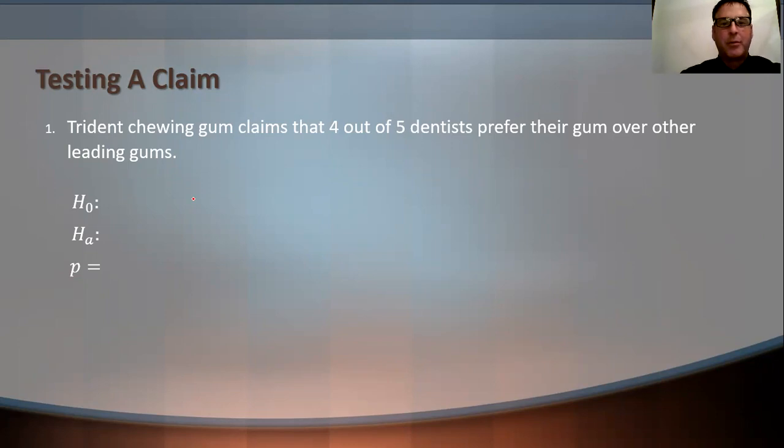Because I'm talking about proportions here, proportions being 4 out of 5 dentists, or 80%, I'm going to represent that type of mathematics behind my null, and I'm going to symbolize that using a P, like we did in our previous chapter. So for my null, I'm going to put P is equal to whatever the original claim is, and in this case, it's 4 out of 5 dentists, which we know is the same as 0.80.